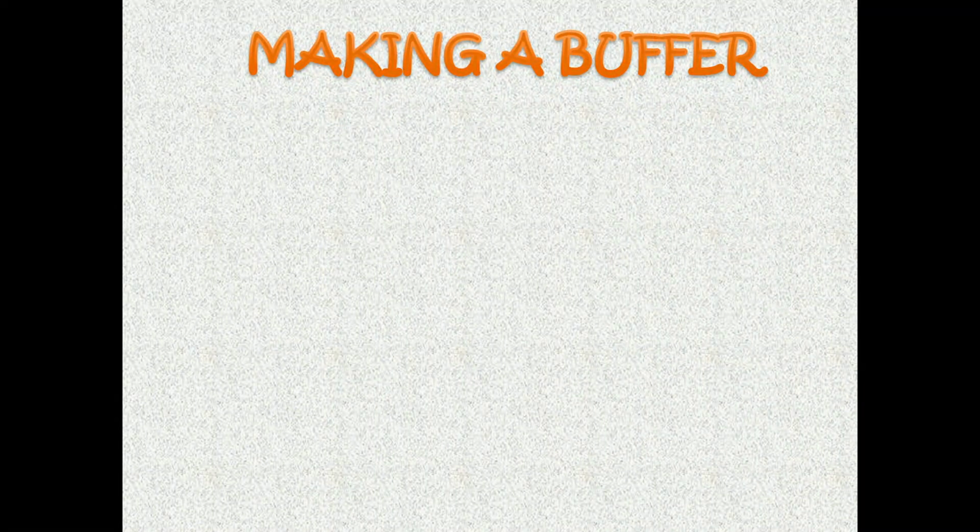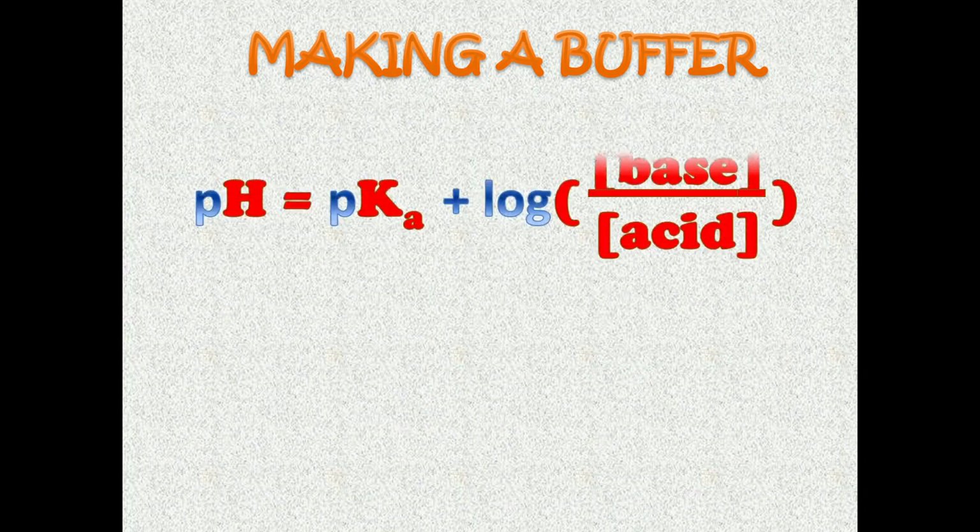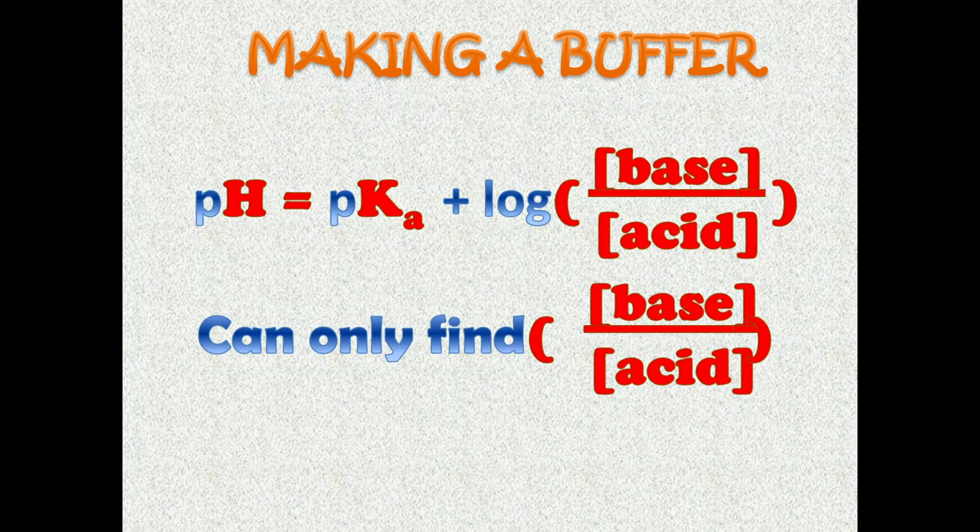So I want to make a buffer, and I need it at a certain pH. How do I do it? Well, I know the pH is related to the pKa. Then I know it's related to the base over the acid. If I want to make a buffer, I have to figure out what I need for a ratio of base to acid, as well as knowing what the Ka is.